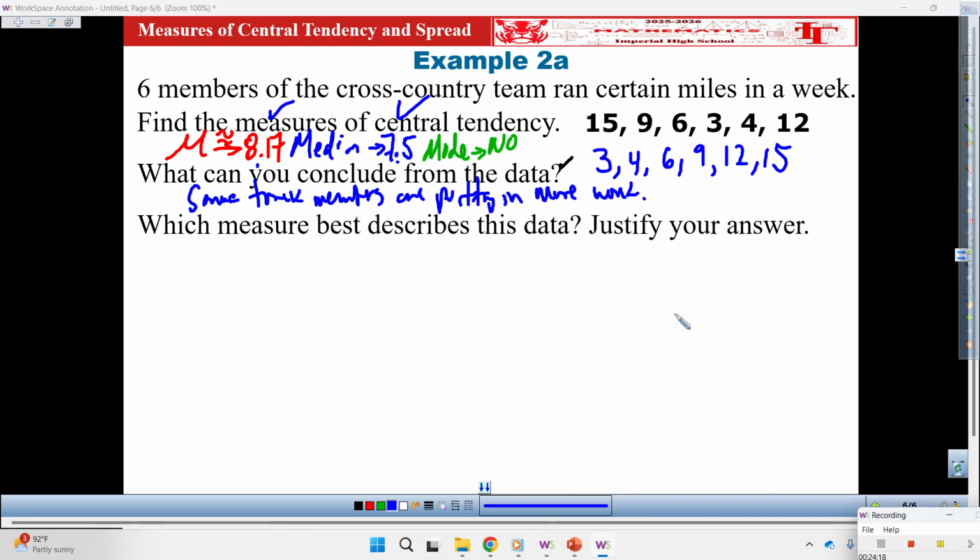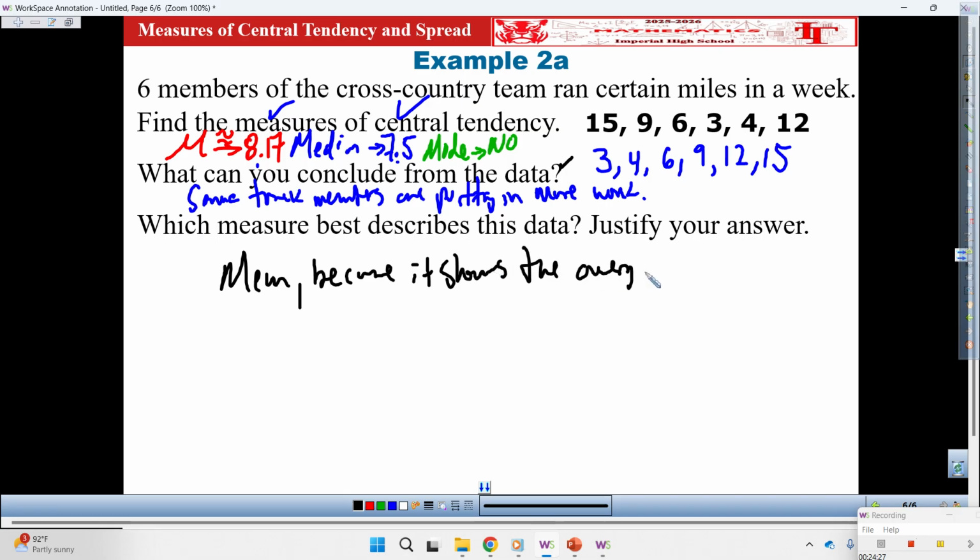All right. All right, Ezra, pass them on. Jordan, what do you think? So you would use the mean because it shows the average miles run. Okay.